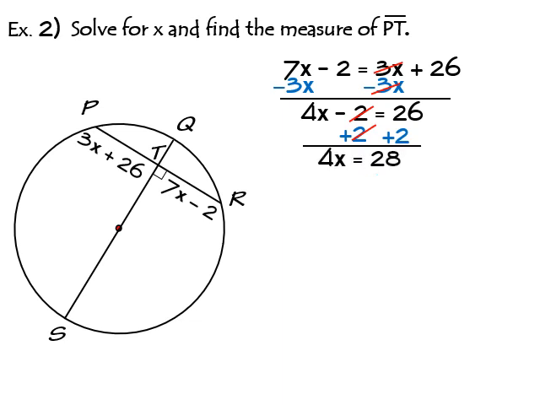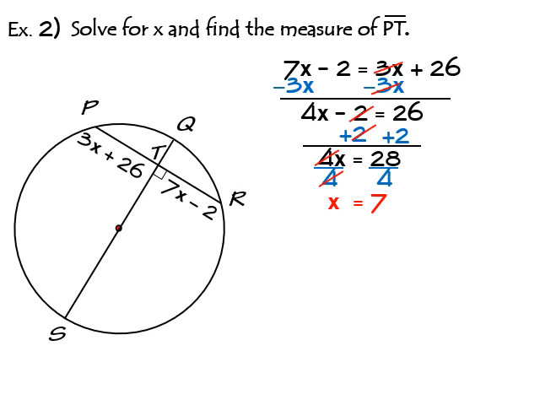Now we have 4x equals 28. Get rid of that 4. And how do you get rid of a multiply by 4? You divide by 4. Cancel that out. That gives you x equals 7. 28 divided by 4 is 7.